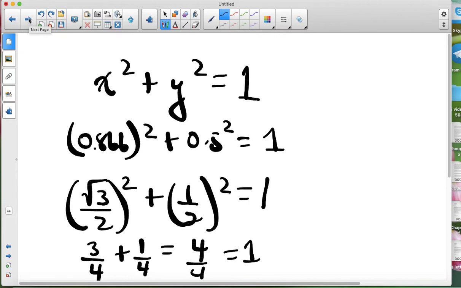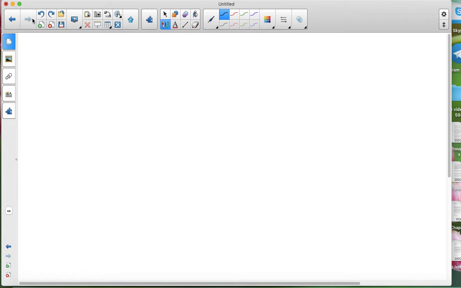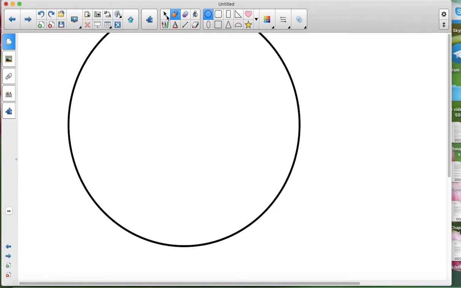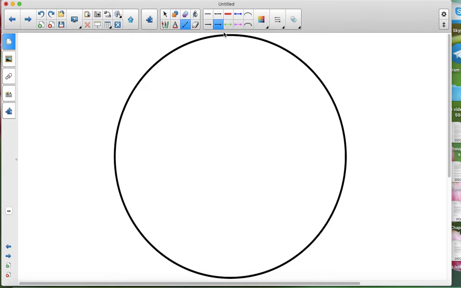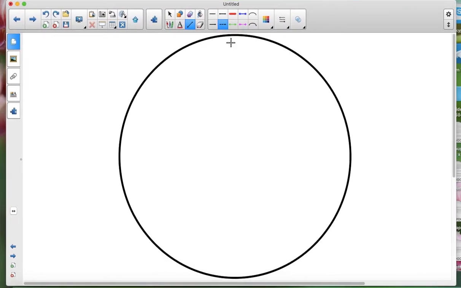Okay, hopefully you guys understood that. I'm going to move on to the next screen and make that circle again. But this time, I'm going to remind you guys that we're going to have to start looking at the fractions of those decimals that we looked at. We want to be more precise using the fractions.